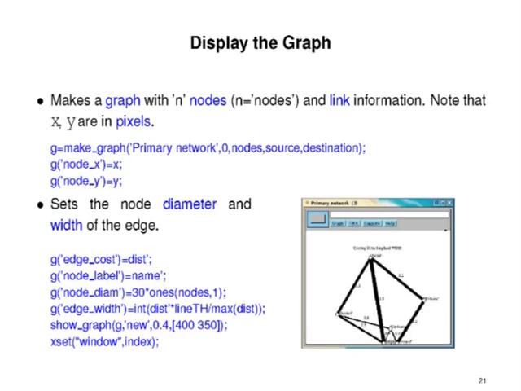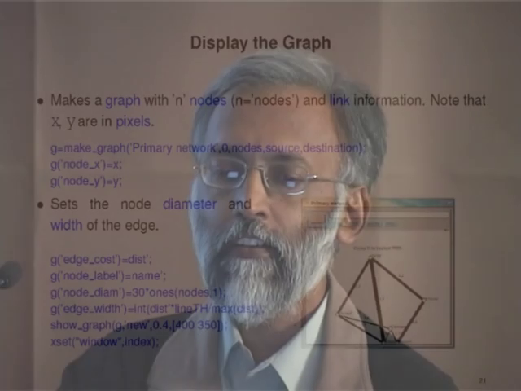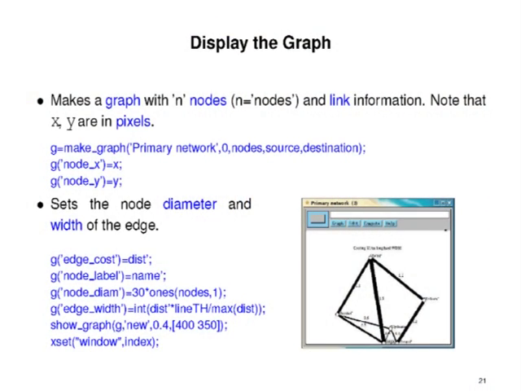You just read in the data, convert to arrays. Now, displaying the graph takes some work. The reason is that we wanted to do several things. We wanted to have nice big nodes. We wanted to have the edges with thickness representing the amount of traffic. And we wanted to put the traffic against each link. And we wanted to label the nodes. So what do you do? You first make a graph.